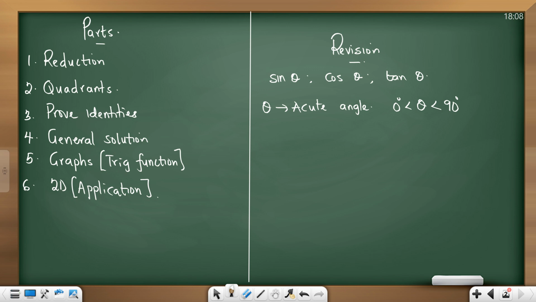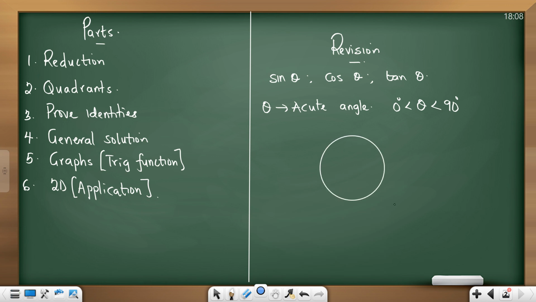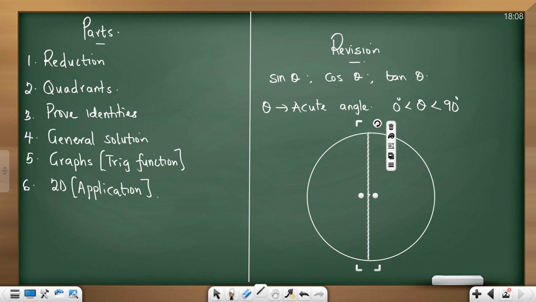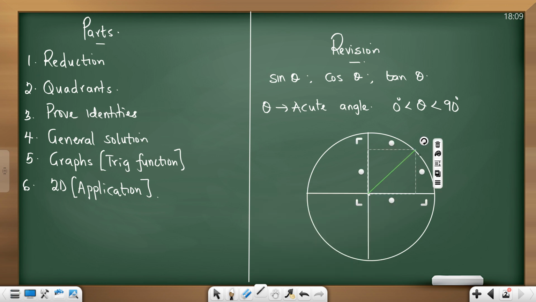I know I said I'm going to start with reduction, but I quickly want to deal with what we did in grade 10. In grade 10, we had something like this, if you guys remember. I'm still going to come back to this. And we usually have this, a unit circle, and we call this our R, we call this our X, and we call this our Y, and that is my angle theta.